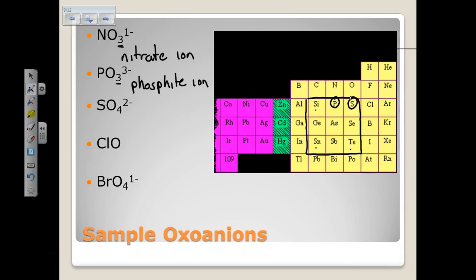And now here we go. Sulfur. Sulfur's in the box. So if it's in the box, sulfate, 8 is 4 oxygens. How many oxygens does it have? 4. So this is definitely the sulfate ion.